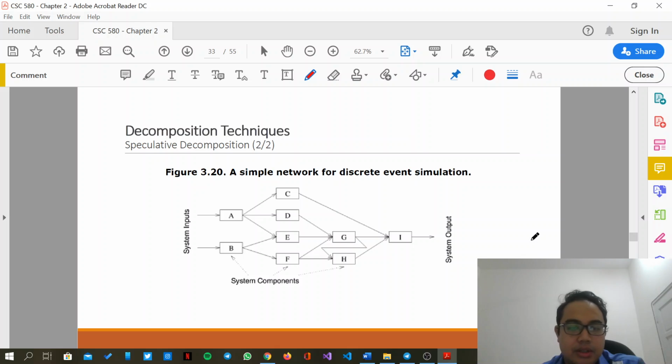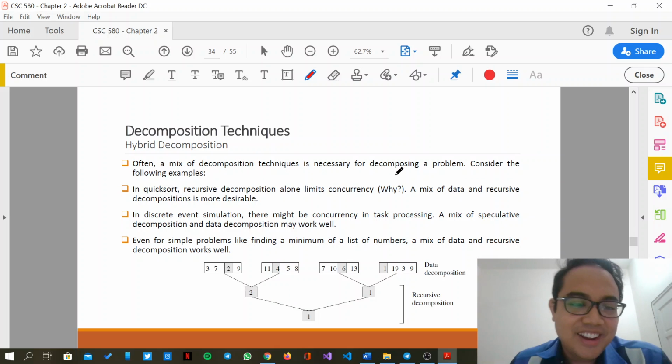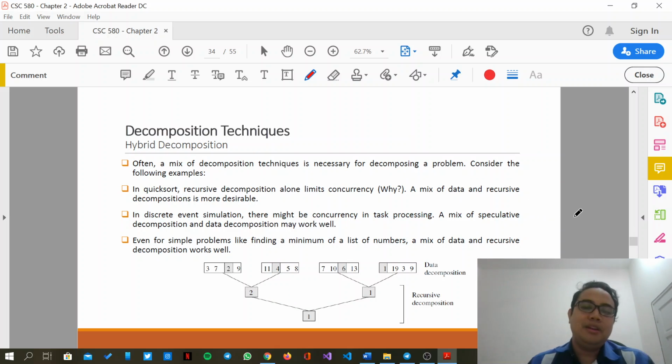Alright, yang ni contoh a simple network for discrete event simulation, for example. Kita tak tahu dia akan pergi ke mana, so we can put in anything yang the possibilities of dia punya decomposition, kat mana yang dia akan pergi. Yang ni more towards the theory lah. Kita tak demo, kita tak simulate ni macam mana nak buat apa semua, sebab it is purely speculative and purely speculations.